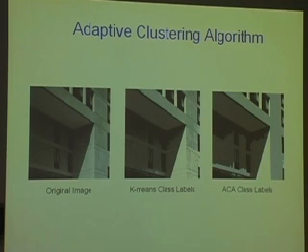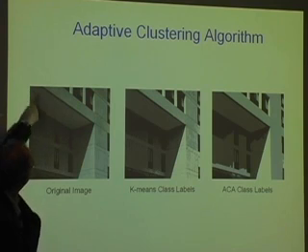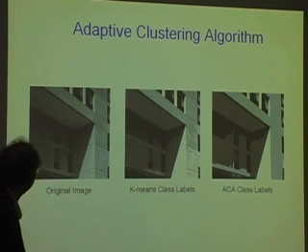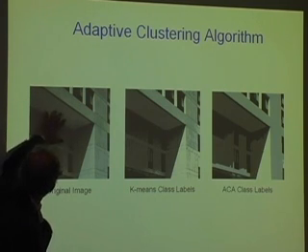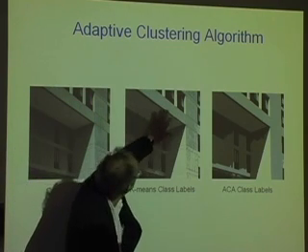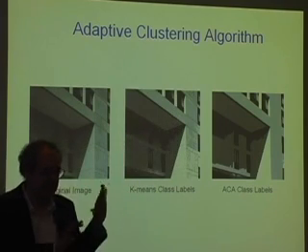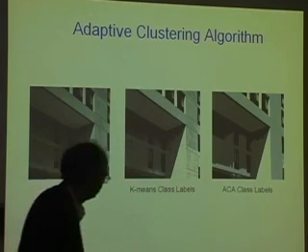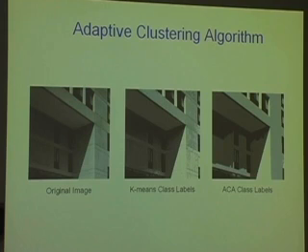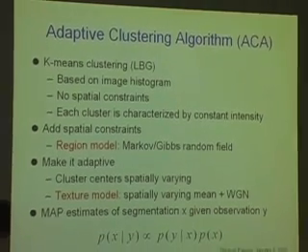Noisy because there are no spatial constraints. You notice that the intensities here change on something that is perceptually uniform, but the intensity changes quite a bit, and well, the algorithm breaks, and this edge here breaks, so it doesn't account. It assumes constant intensities. This is the result of the adaptive algorithm. So k-means clustering is based on the histogram, with no spatial constraints. Each cluster is characterized by constant intensity.